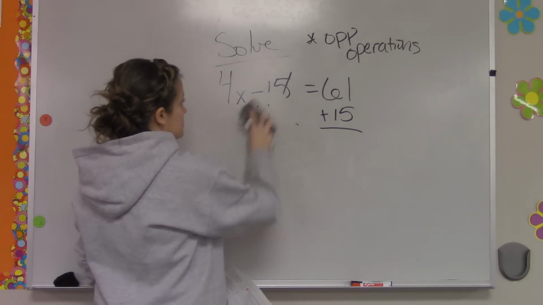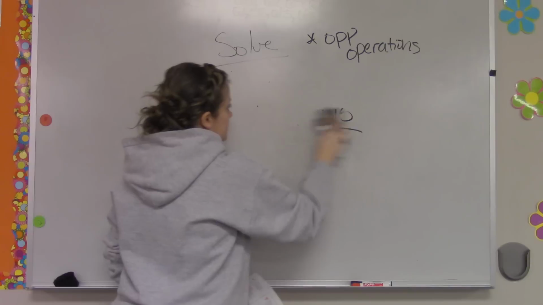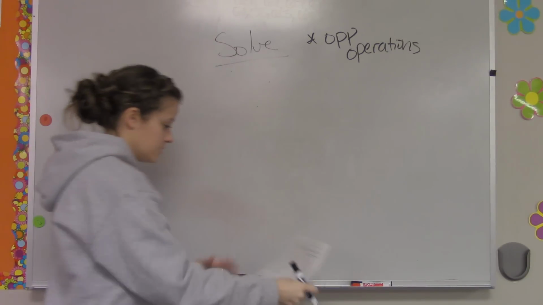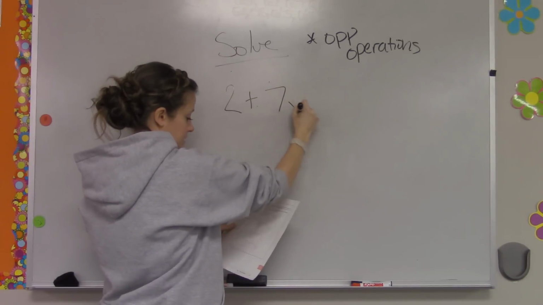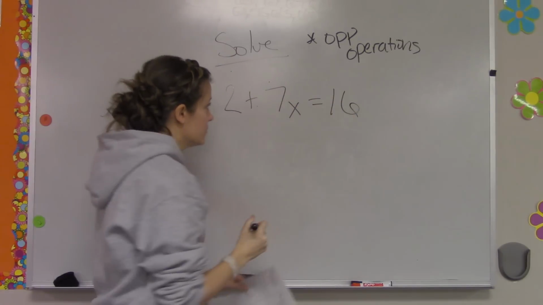All right, so let's try another example. So we have 2 plus 7x equals 16.